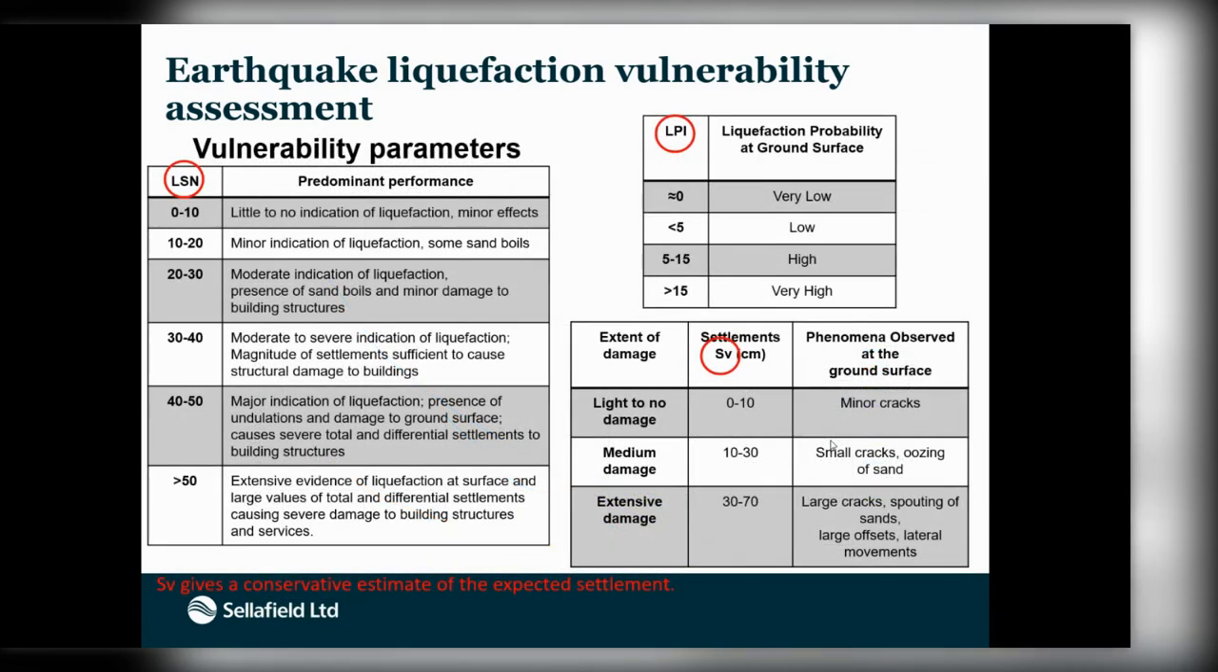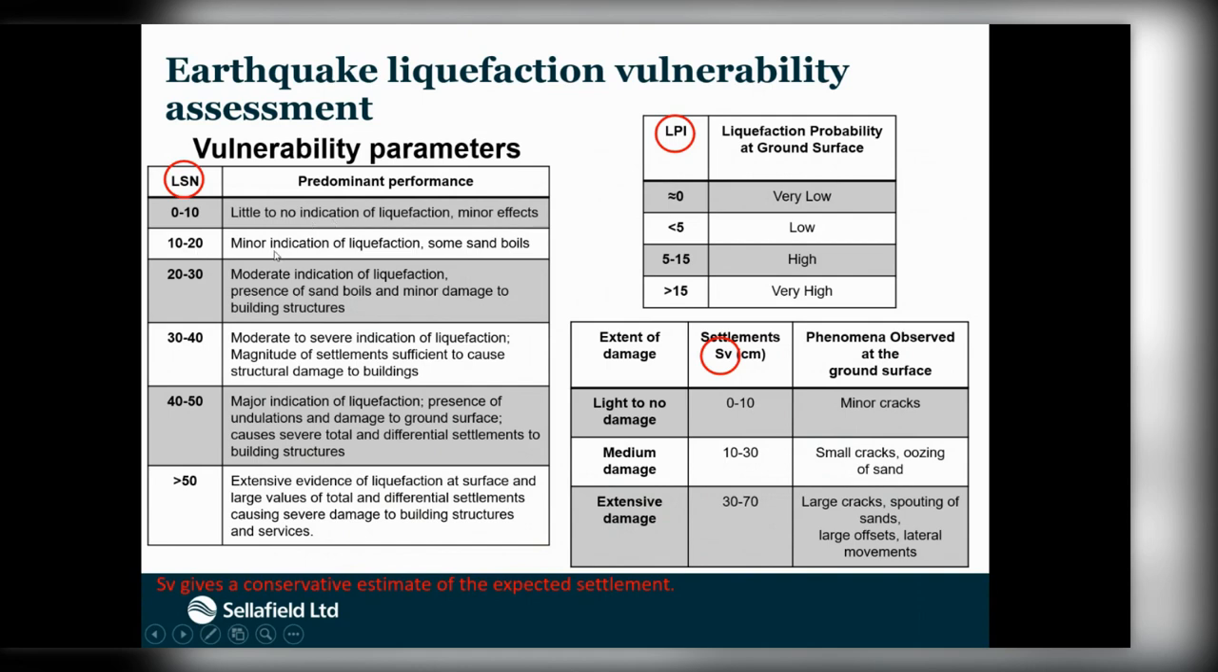So once we have worked out the vulnerability parameters, we can use this table to understand what the effect would be on the surface. The liquefaction probability, the liquefaction potential index, mainly advises on the likelihood of liquefaction, which can be very low, low, high, very high. The liquefaction severity number and the one-dimensional settlement give an indication of the effect on the surface. So, for example, for LSN between 0 and 10, there is little to no indication of liquefaction.